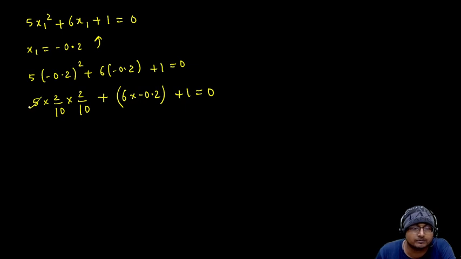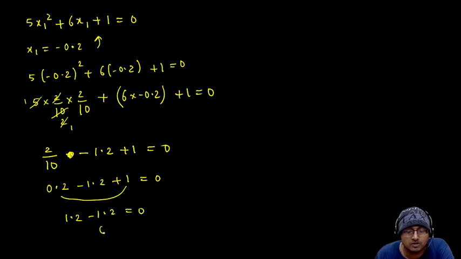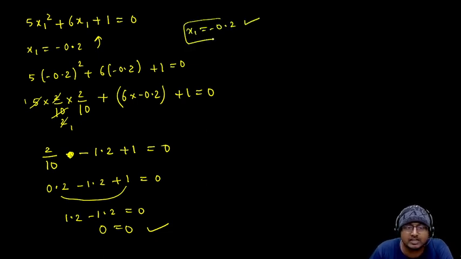So what will it become? 5 ones are 5, twos are 2, ones are 2, twos are, so it will become 2 by 10, plus, so it will become minus, because 6 into 0.2 will become minus 1.2, plus 1 is equal to 0. 2 by 10 can be written as 0.2, minus 1.2 plus 1 is equal to 0. So this 1 and 0.2 will become 1.2, minus 1.2 is equal to 0. So 0 equal to 0. Hence it's satisfied. Hence we have proved that x1 is equal to minus 0.2 is a root of the quadratic equation 5x square plus 6x plus 1 equal to 0.